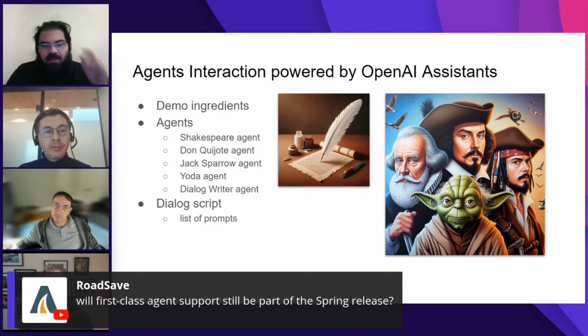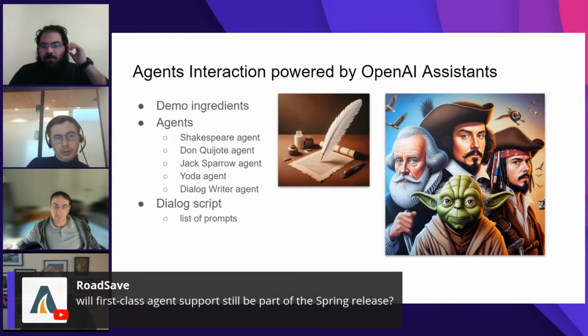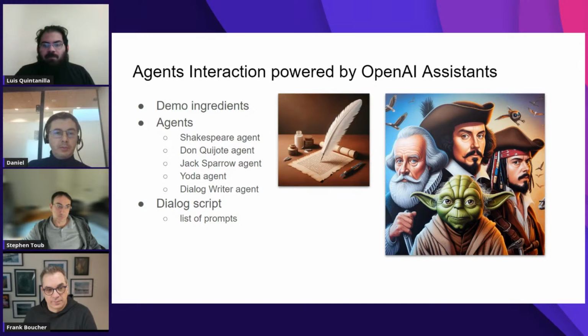Real quick, Daniel, there's a question in the chat from RoadSafe, who's asking: is first class agent support going to be part of the spring release? I assume RoadSafe that you're referring to Semantic Kernel here. I'm going to paste into the chat the roadmap that the Semantic Kernel team has created, and you're going to see that agents is part of that. So check that out for more details. Yeah, I assume it's in the Semantic Kernel roadmap, right? Yep, it already is there.